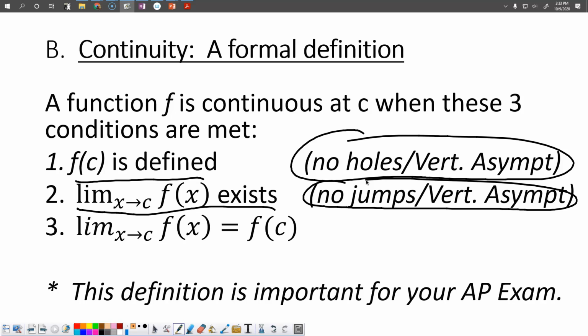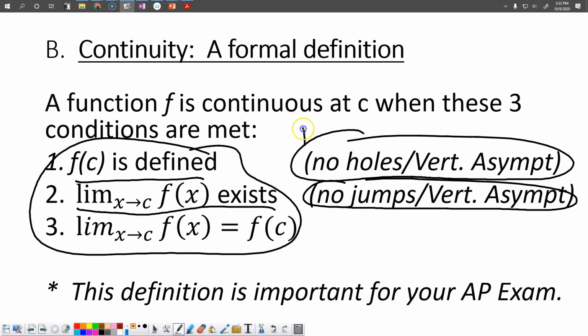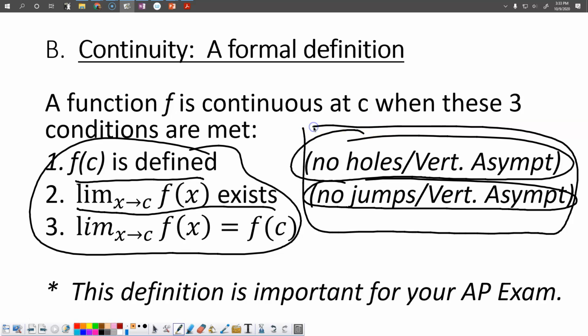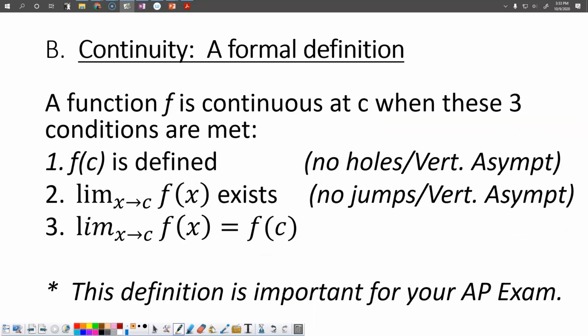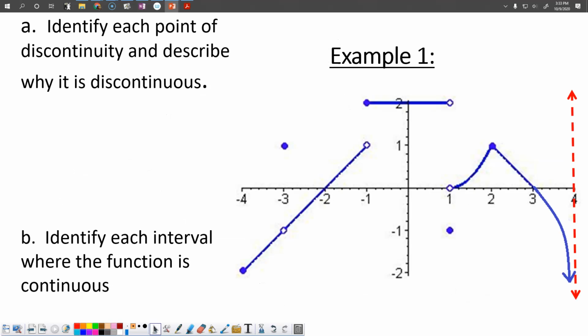All right, so this is a way of thinking about it using math symbols. This is a way of thinking about it using graphs. Okay, and we'll be looking at it from both perspectives. So, all right, so part A. Here's example 1.